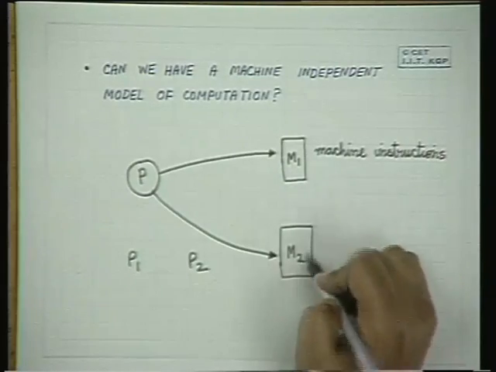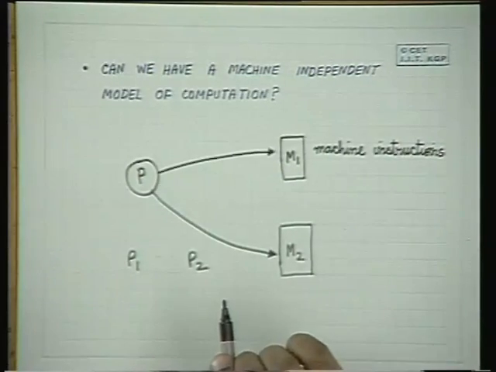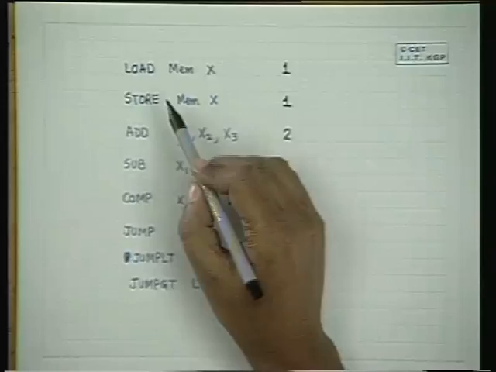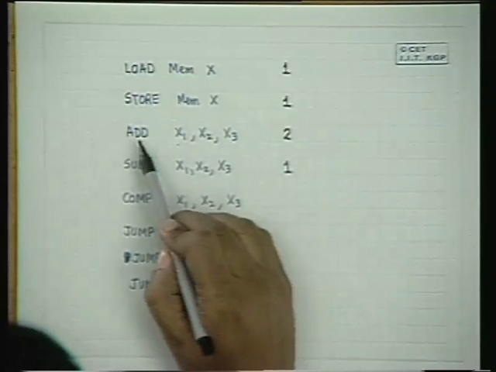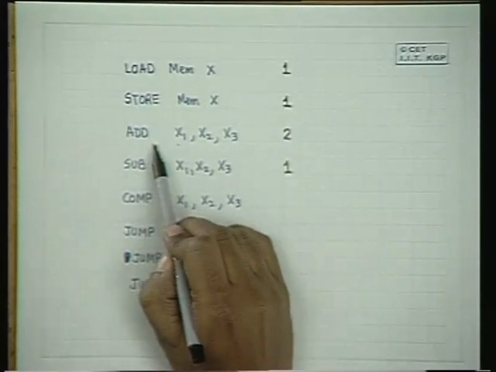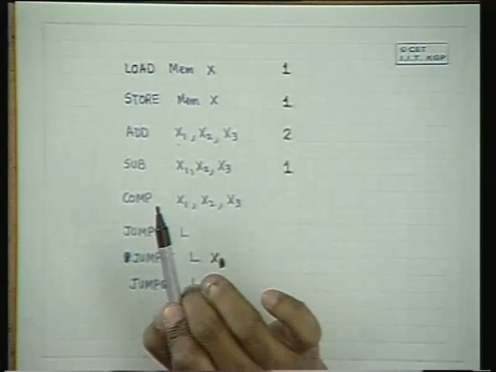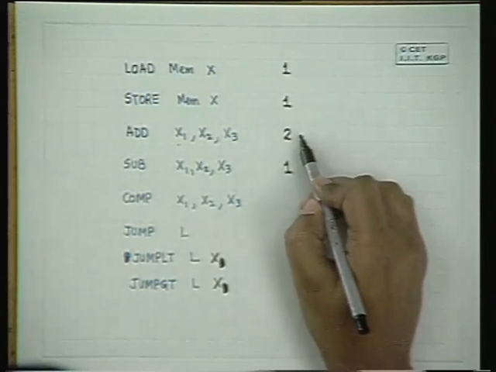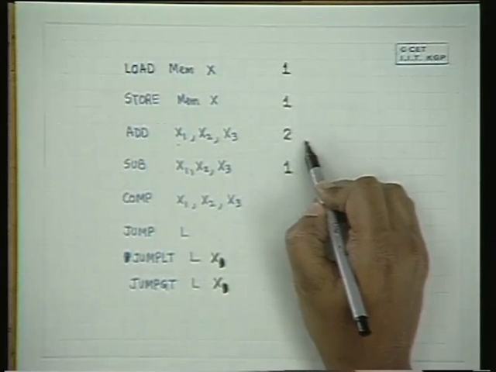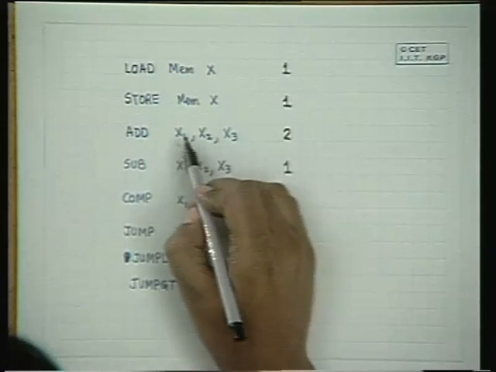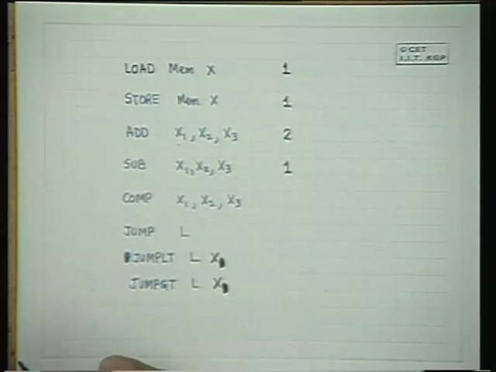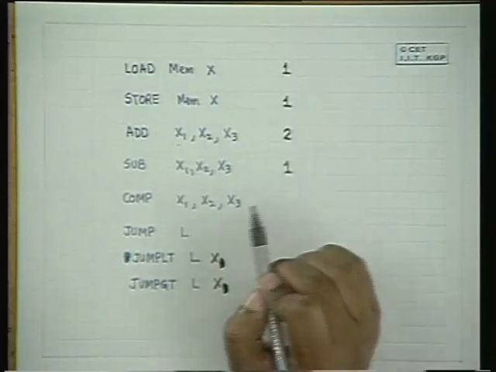Now if they have got different machine instructions, then what do we do? Here again we make another assumption. We assume that the addition operation in all machines takes a constant amount of time. That is, if in one machine it takes unit time, in another machine it cannot take a time which is proportional to the input. That is, it cannot take a value which is n.